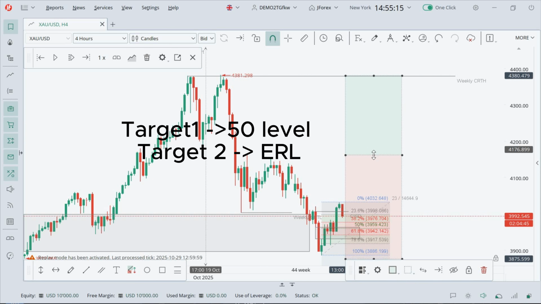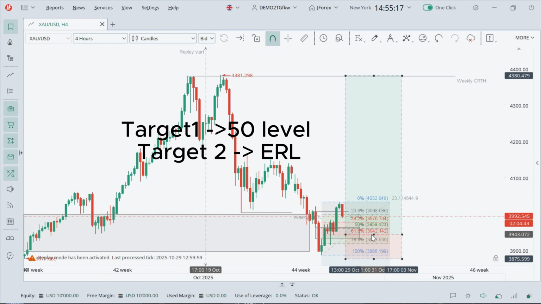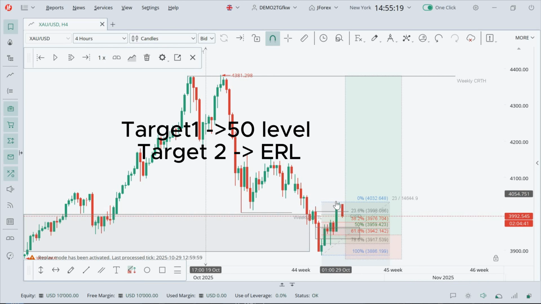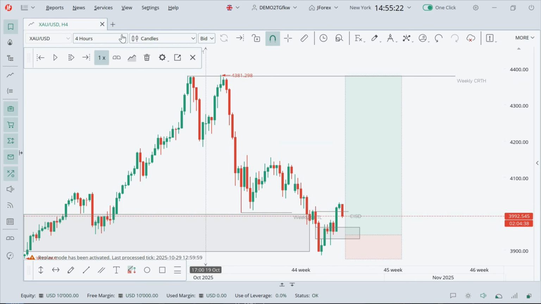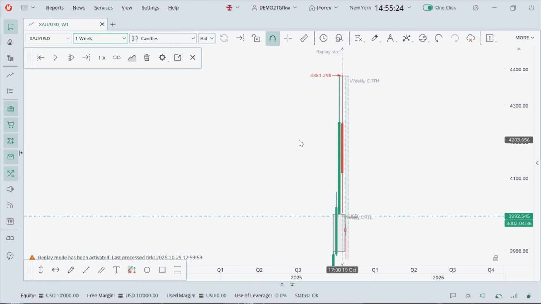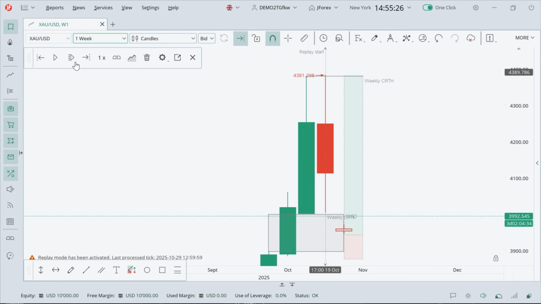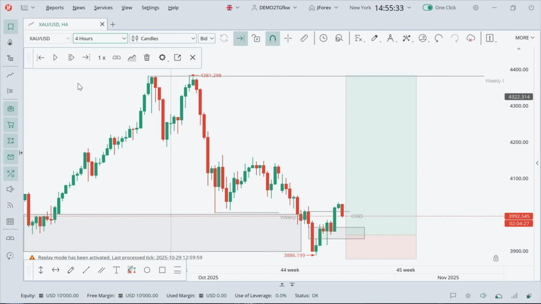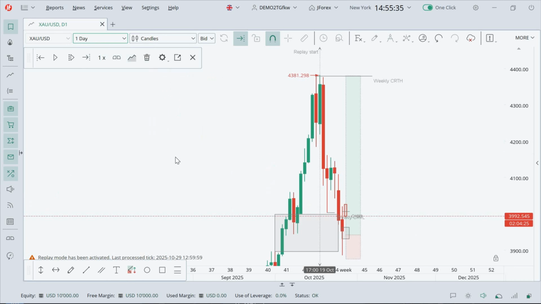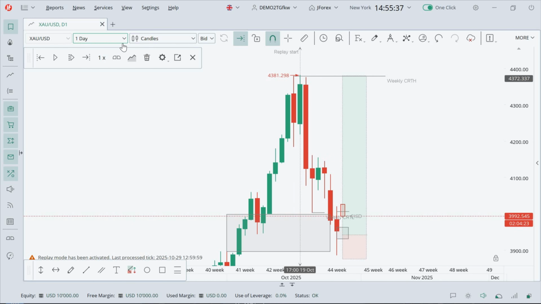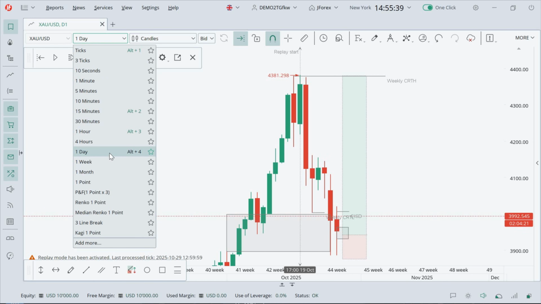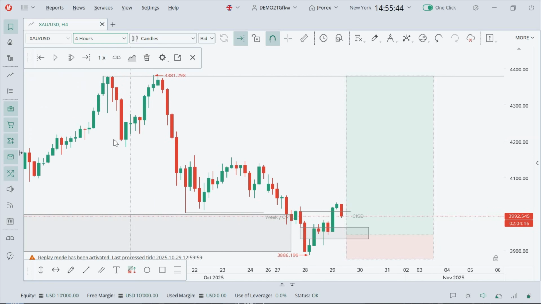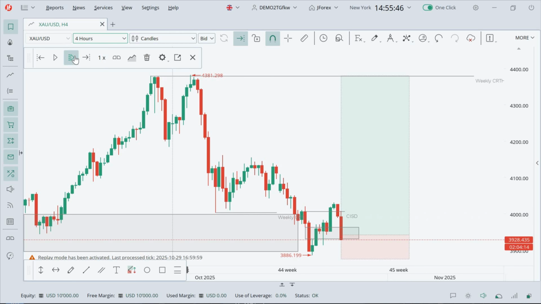Buying trades, that is. The first target is the 50% level, that is where we'll take our partial profits. Then the last target is the external range liquidity or the equal highs up there, or the weekly CRT high in this case. Now we anticipate price to hit the weekly CRT high, if not, to at least hit the 50% level.